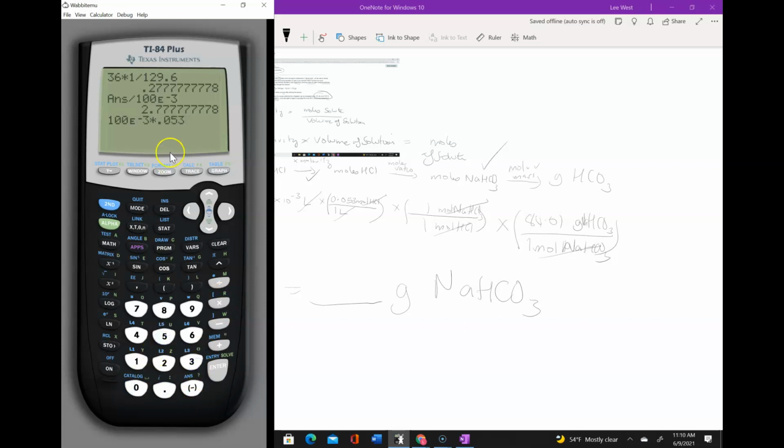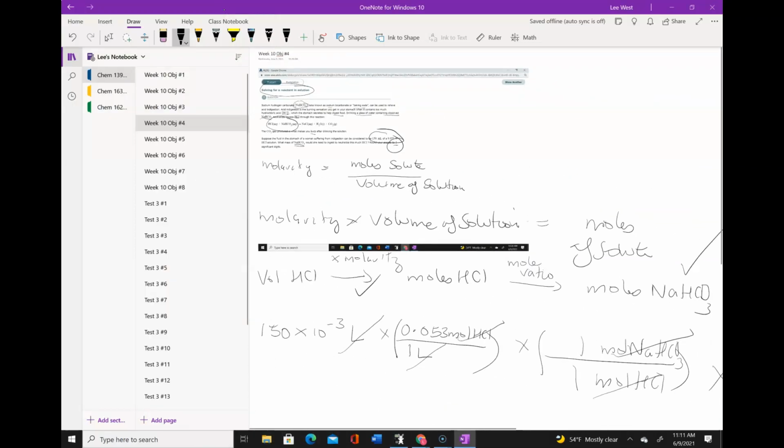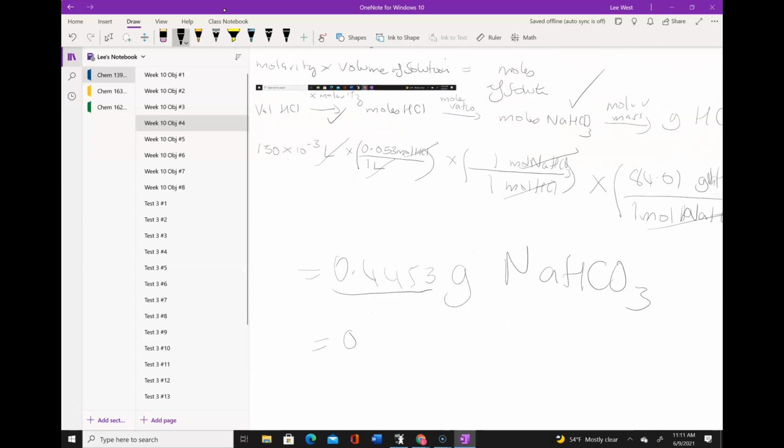So I only enter one thing into the calculator: 100 mL, so 100 times 10 to the minus 3 liters, times 0.053 moles per liter. You don't have to do 1 on 1 because that's just going to be 1, isn't it? But then we go times 84.01. So there are no intermediate calculations. Everything is done in one step. So it ends up being 0.4453 grams. And then we'll double check and make sure we get the correct sig figs. It was 2 sig figs, so that's going to end up being 0.45 grams. All right, so that makes sense to me.